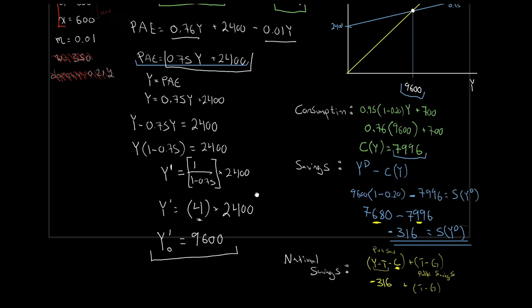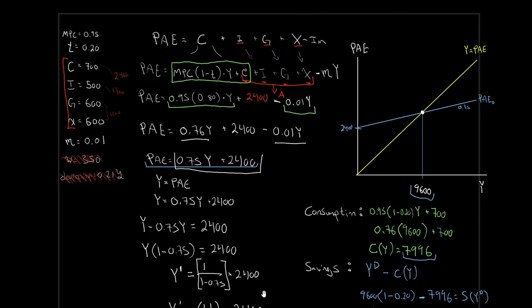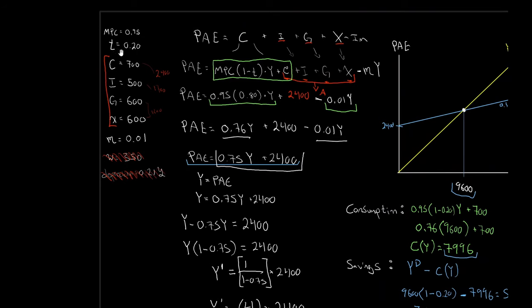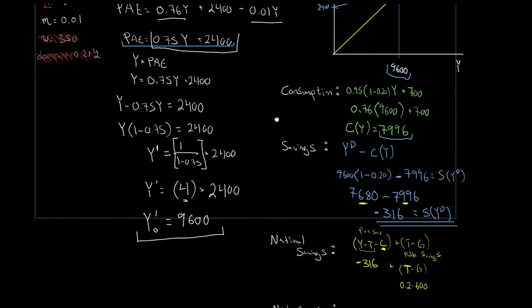So let's go back up to our big list of everything explaining this economy. We have T of 0.2 and we have G of 600. So this is what I end up seeing a lot here: I end up seeing a lot of 0.2 minus 600 here. And this is grossly wrong. This is terribly wrong, right? And the big thing to keep in mind is this is capital T here, while up here we have lowercase t. These are very different variables.